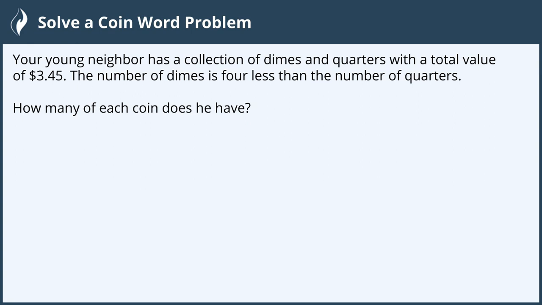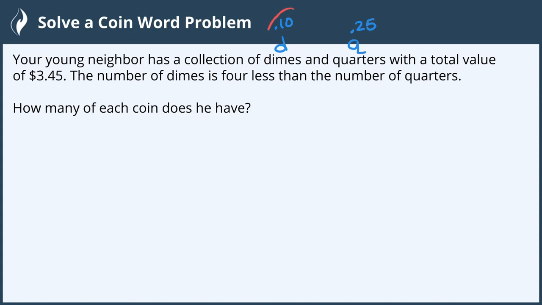The first thing is that we have two unknowns, and so we'll need a variable to represent both of those. Since dime starts with D, I'm going to use D for dimes, and quarter starts with Q, so I'll use Q for quarters. Now, dimes are 10 cents, and quarters are 25 cents. The D represents the number of dimes, and Q represents the number of quarters.